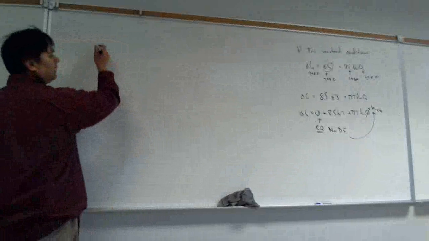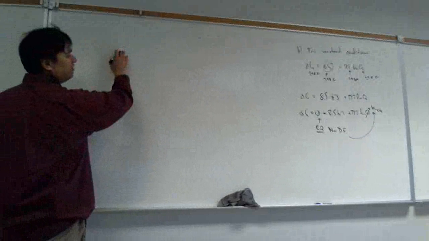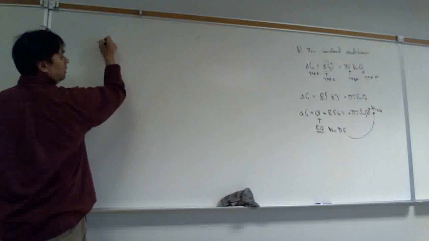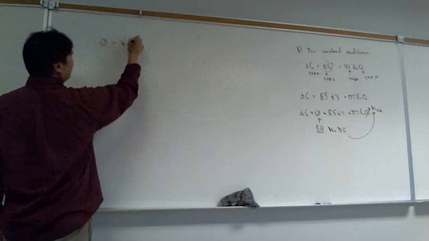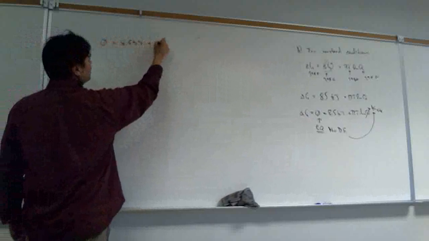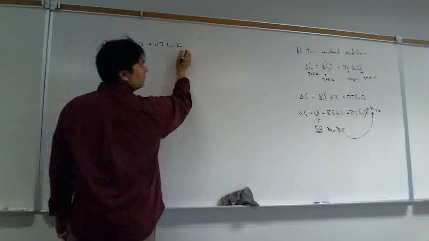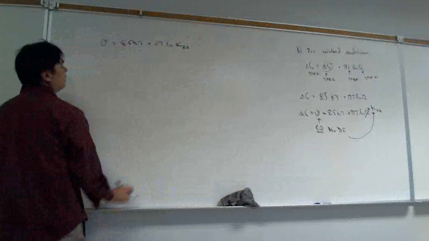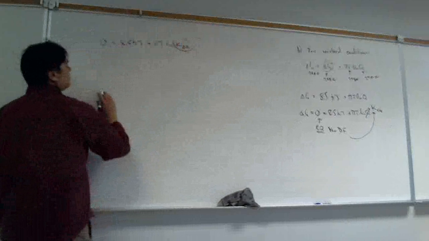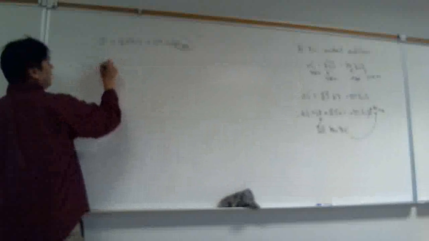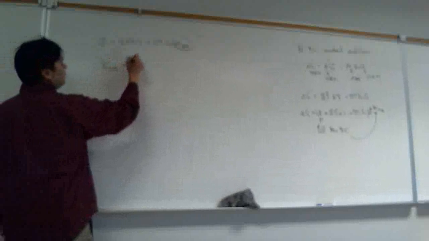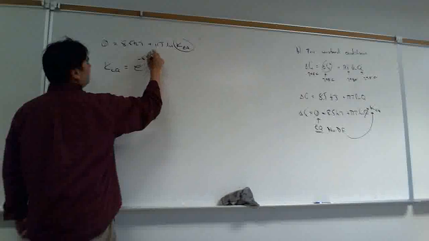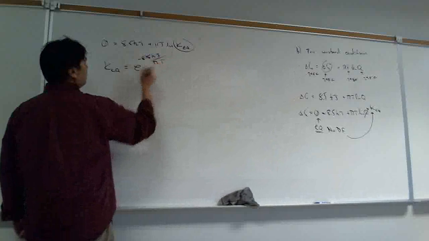And so what we end up with is this: 0 is equal to 8.5 kilojoules plus RT ln of K. And this is the thermodynamic equilibrium constant, K_EQ. And then we're going to solve for K and see what it means. So here, K_EQ is equal to e to the minus 8.5 kilojoules over RT, just rearranging this.